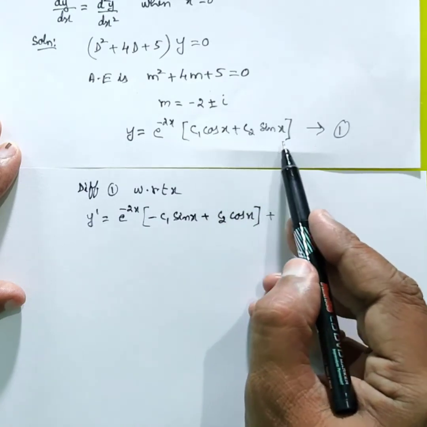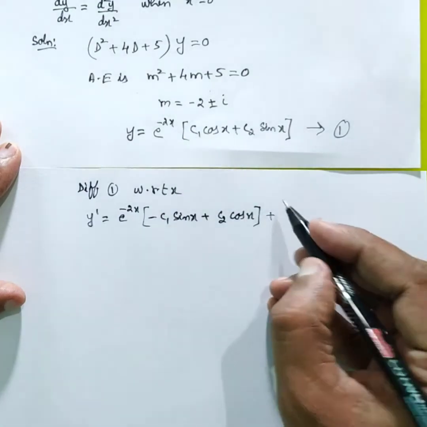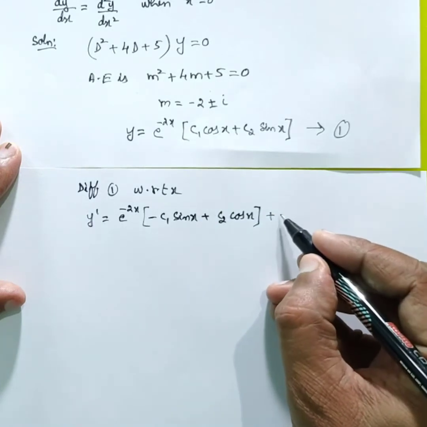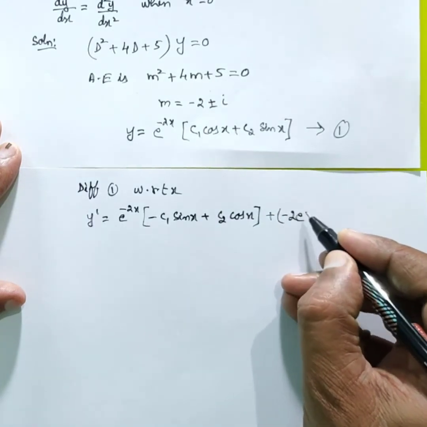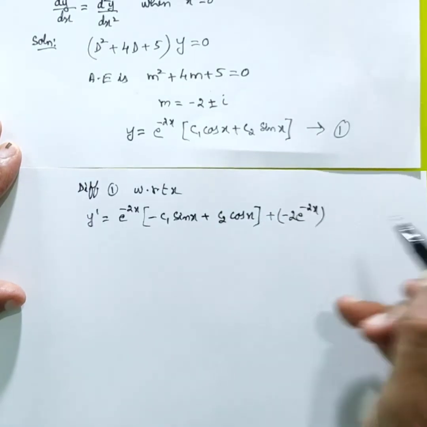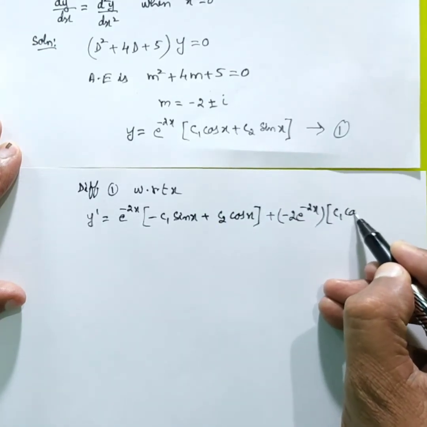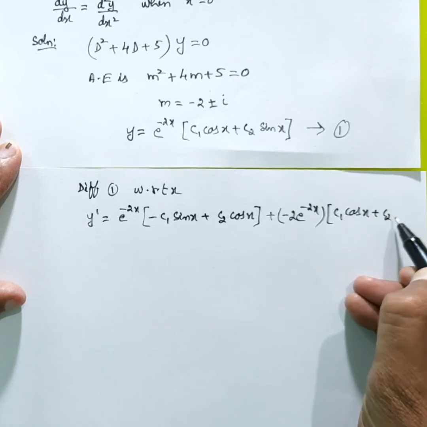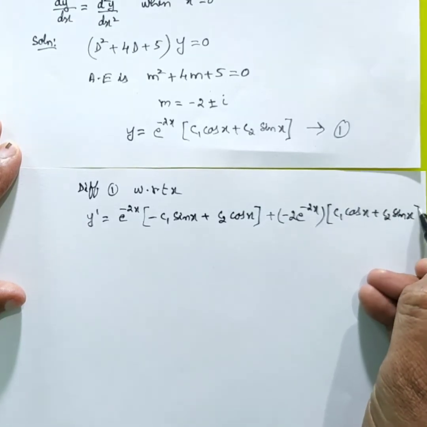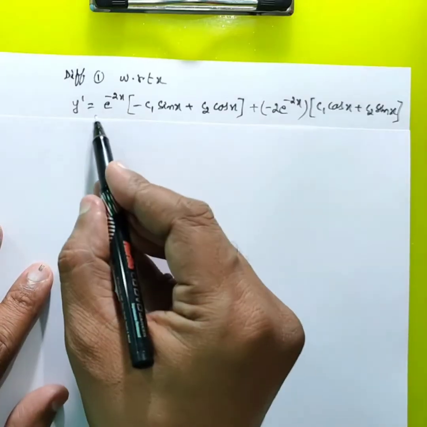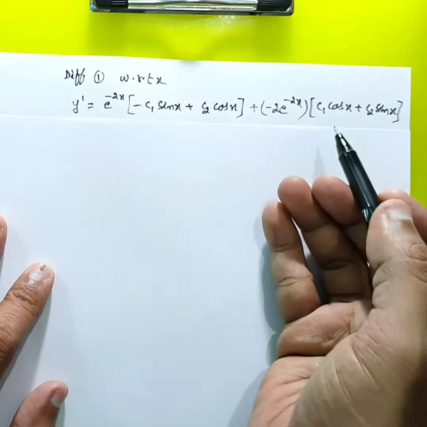Now keeping this term as it is, you have to differentiate this one. So derivative of e power of minus of 2x will be minus 2 e power of minus of 2x. Keeping this expression as it is, it is c1 cos of x plus c2 sine of x. So once you got this y dash value, you can just try to simplify this one.